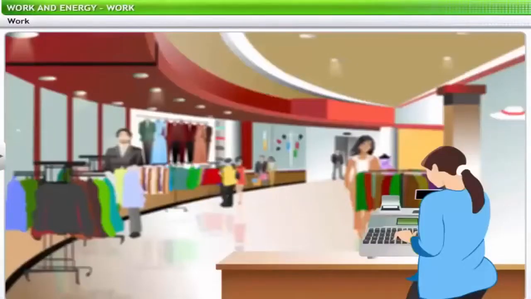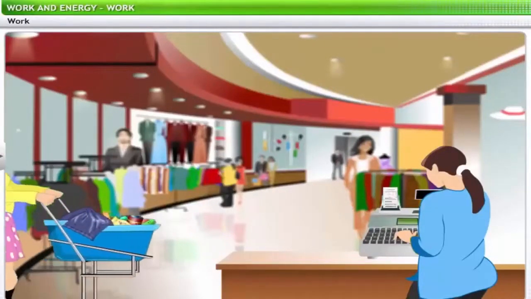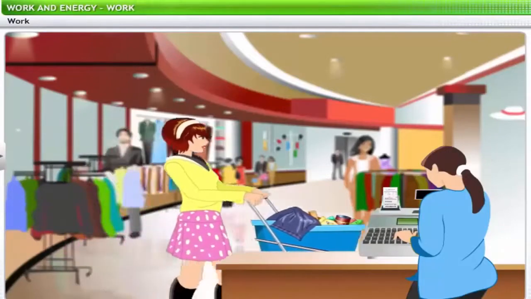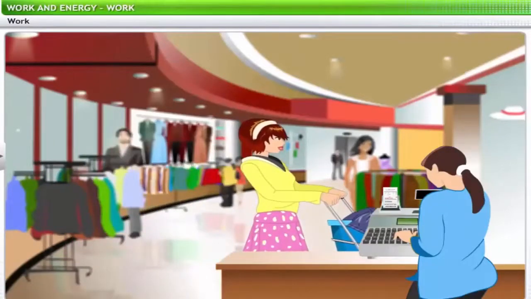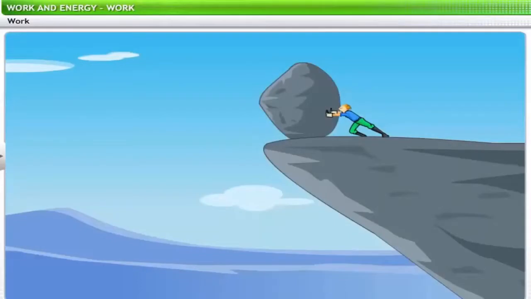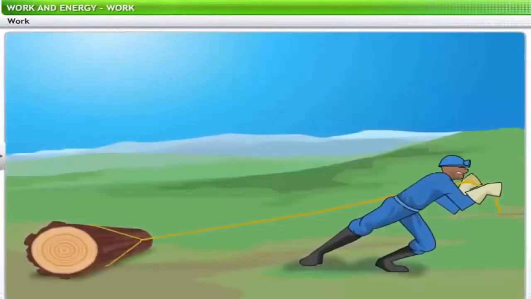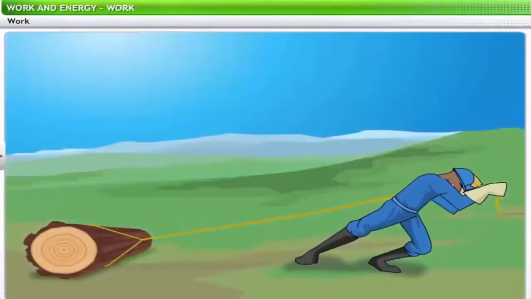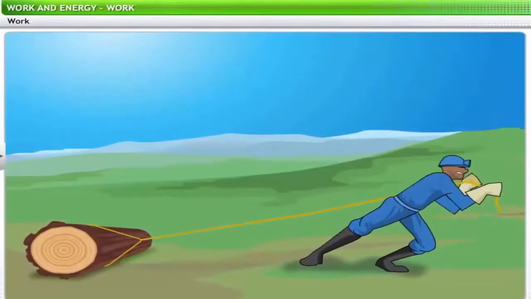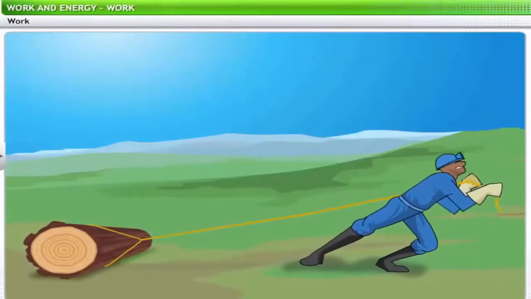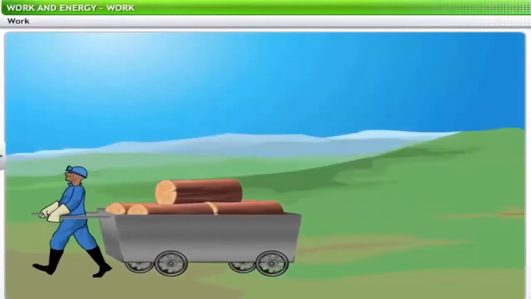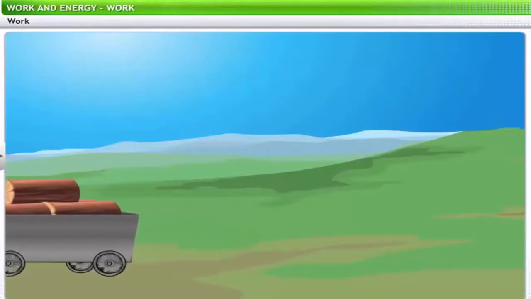To understand the concept of work, let's look into some situations. A woman at a mall pushes a trolley and moves the trolley through a certain distance. Jerry tries very hard to push a huge boulder, but the boulder does not move. A man tries very hard to pull a fallen tree trunk tied forward with a rope. However, the tree trunk does not move. A man pulls a hand cart through a distance of 500 meters.